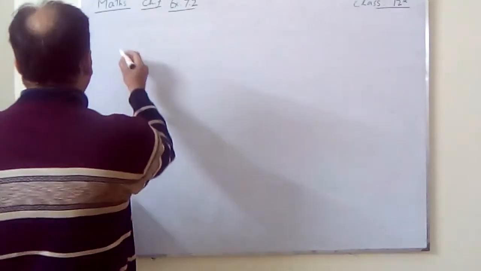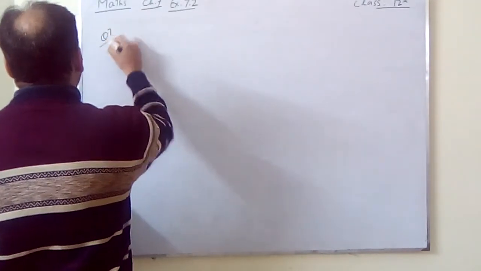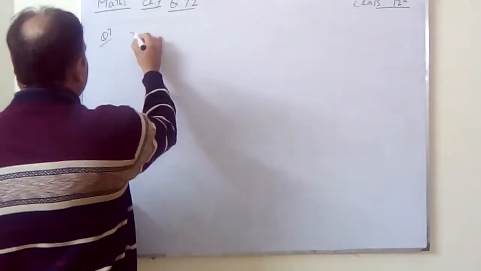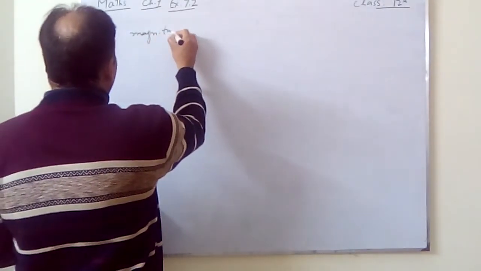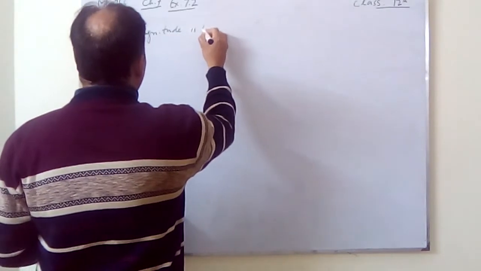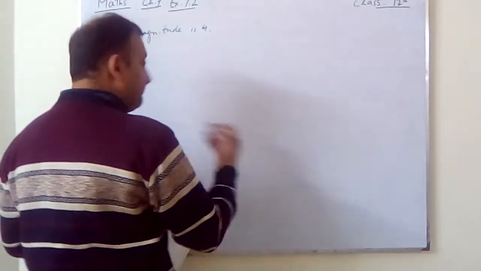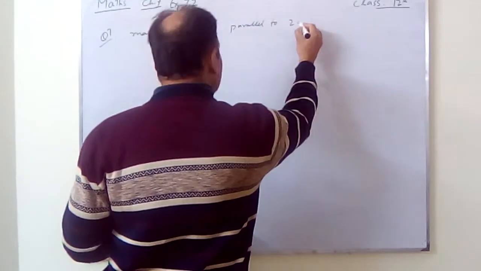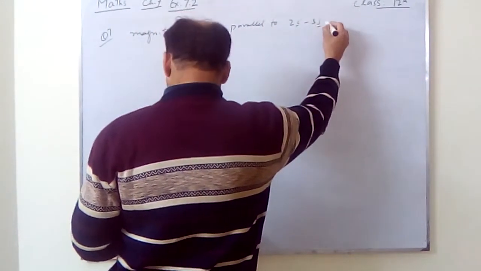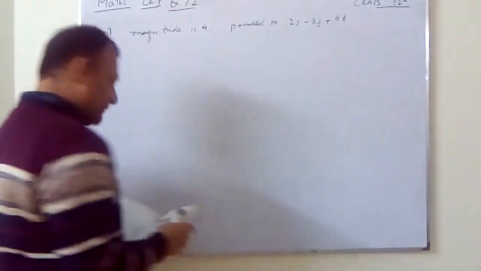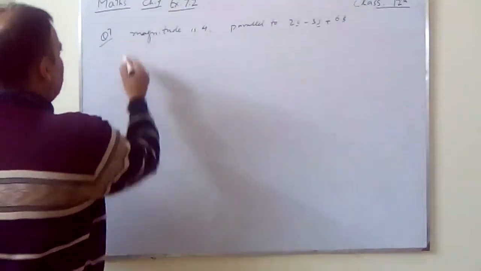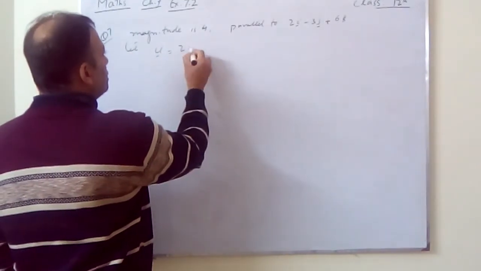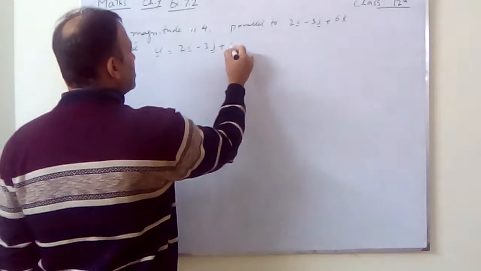Question number 7: find a vector whose magnitude is 4 and parallel to 2i minus 3j plus 6k. So first of all we find the unit vector of this one. Let u is equal to 2i minus 3j plus 6k.